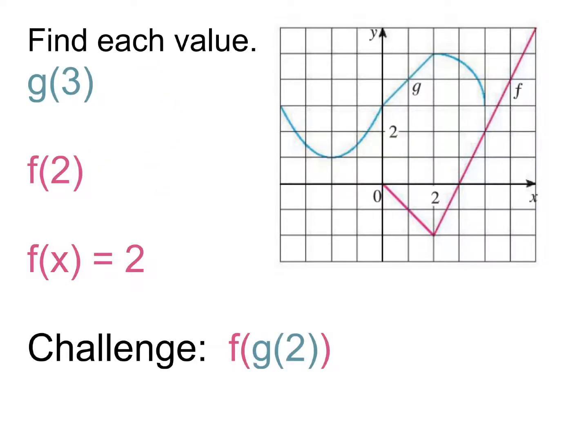Now with those ideas in mind, I'd like you please to find these missing values. And I threw a challenge one in there in case you're finding this a little bit too simple. Alright, so let's take a look at that first one. It's asking us to find g of 3. So I'm looking at that function, the bluish-greenish one there, to see when x is 3. So if x is 3, what is the y value for that graph?